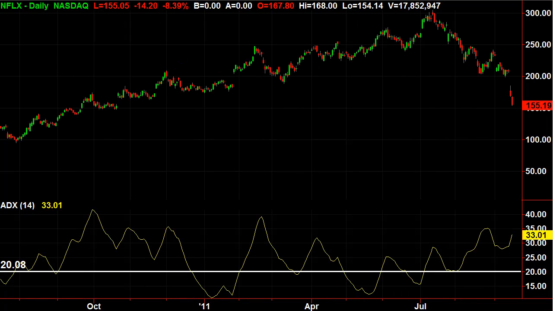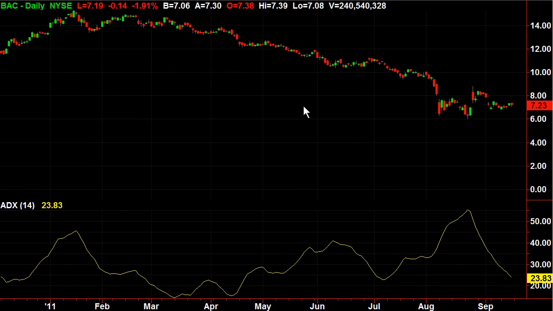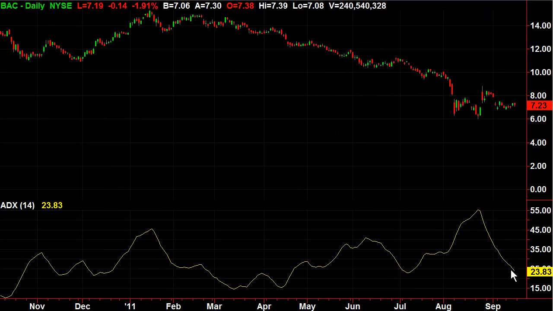Now let's take a look at Bank of America. That's been in the news lately. Bank of America is almost below 20, so you can see that it's potentially getting ready to go into that sideways slop and chop. So remember, anytime that you don't know if the market is trending or non-trending, apply the ADX, the Average Directional Index. If it's above 20, you're good to go. You're probably in a trend. If it's below 20, it's choppy and sloppy, and don't trade.